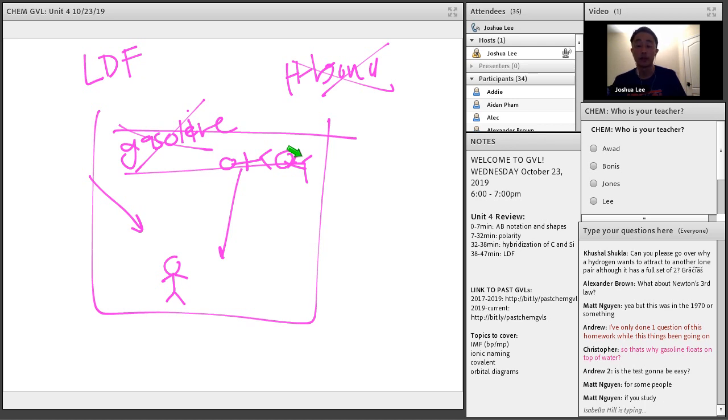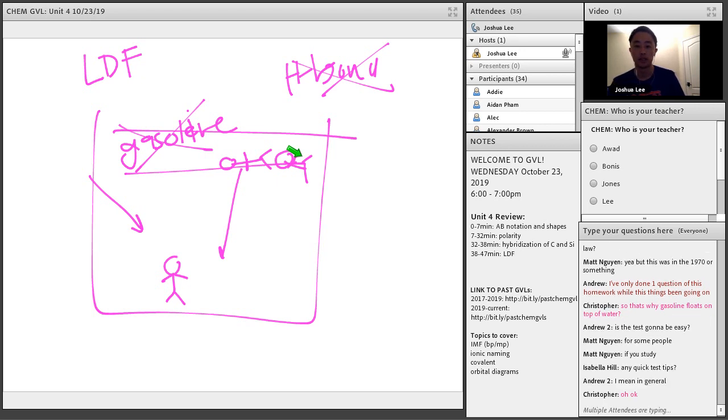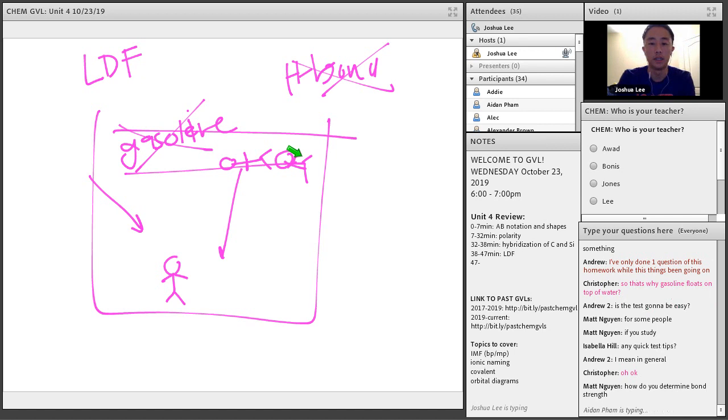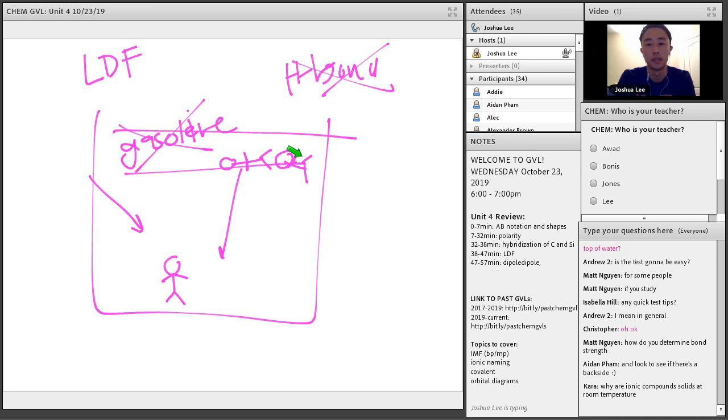So gasoline floats on water because it's less dense and it's nonpolar. Any quick test tips? Yeah, study. Memorize your polyatomic ions. 47 to 57, we talked about what? Dipole, and hydrogen bonding.